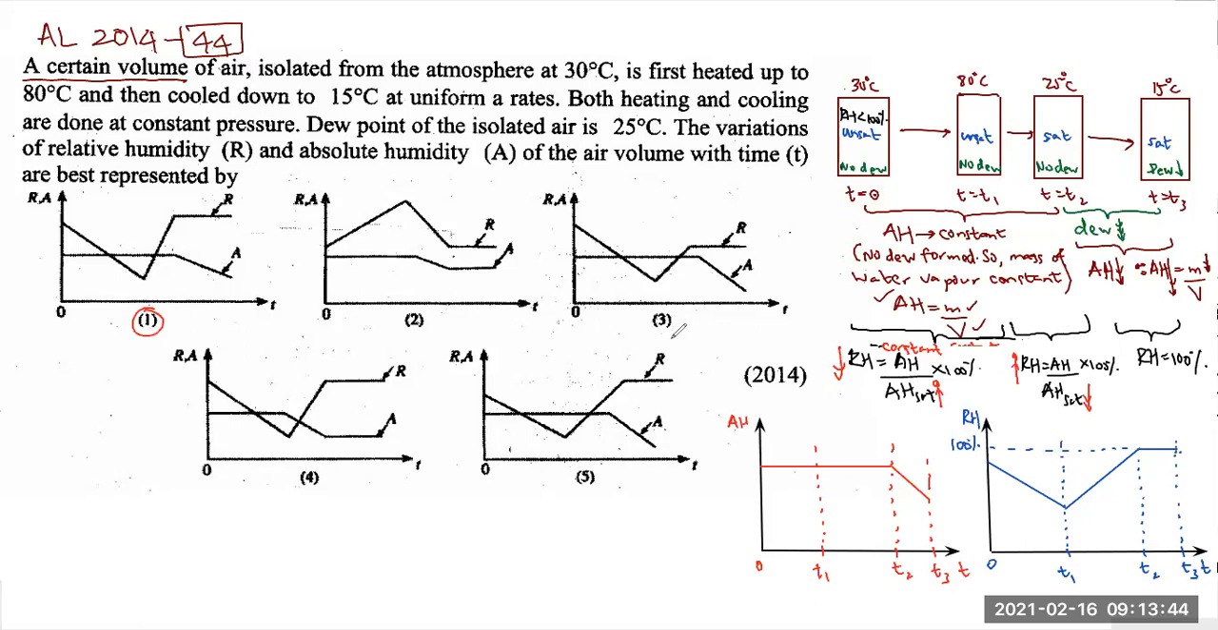The third is also wrong. Why is the third wrong? Because RH is starting at a very high value. RH can't start at a higher value. So let's get rid of the most obvious answers which cannot be correct. This one is not correct. In this one, I think they are both starting at the same level, which is also not correct. That RH graph is definitely wrong. So we have to decide between one and five.